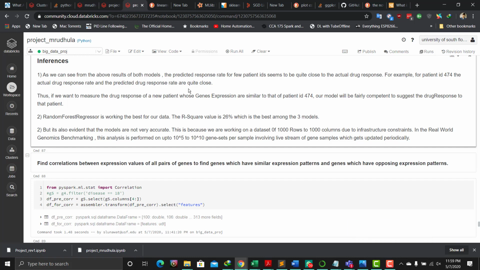But when we evaluated the model, coming to the accuracy, the best accuracy which we got was 26%, which is not the best. The main reason for that is we have only taken 1,000 rows, and in real-world genomics benchmarking, the number of rows goes up to 10 raised to 5 to 10 raised to 10, which is really high. Given the infrastructure constraints, we could not get a really good accuracy for our model. But if we train our model on more data and increase the size of the data, our model will be able to predict much better.